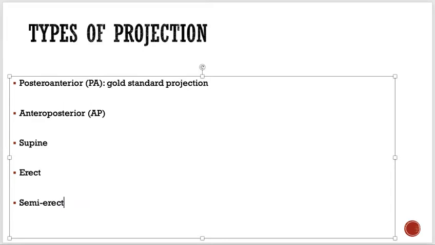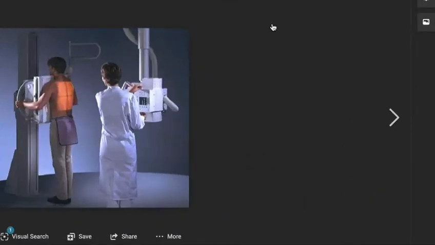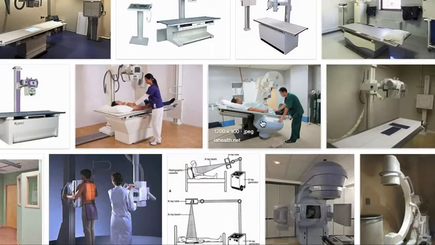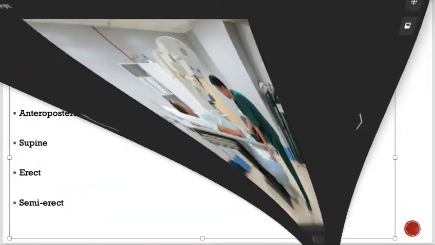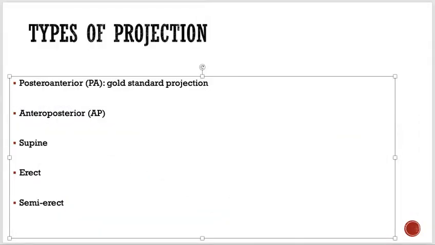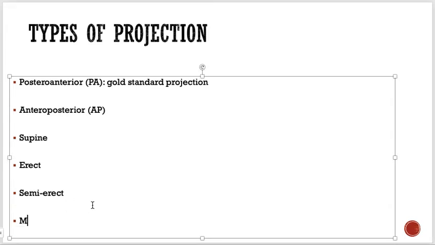Like for example, I can show you this one. If you are going to tilt it more, of course it will be semi-erect. Like the person is in a semi-lying position or in the mid position, not supine, not erect, semi-erect, right? One of the things which is also used is called mobile.